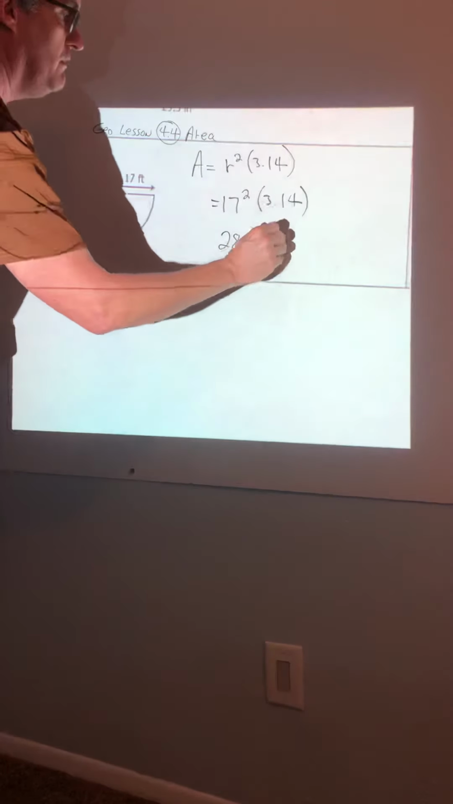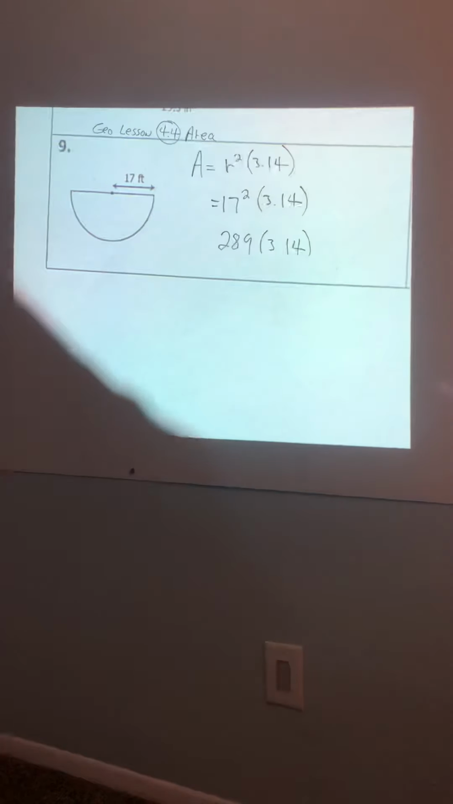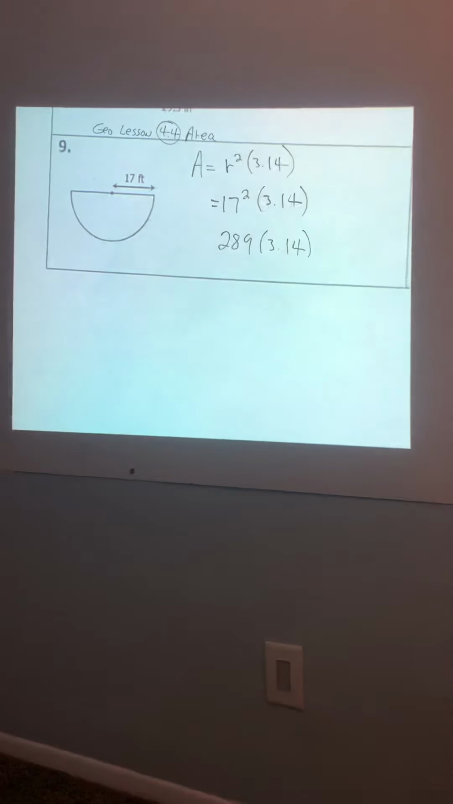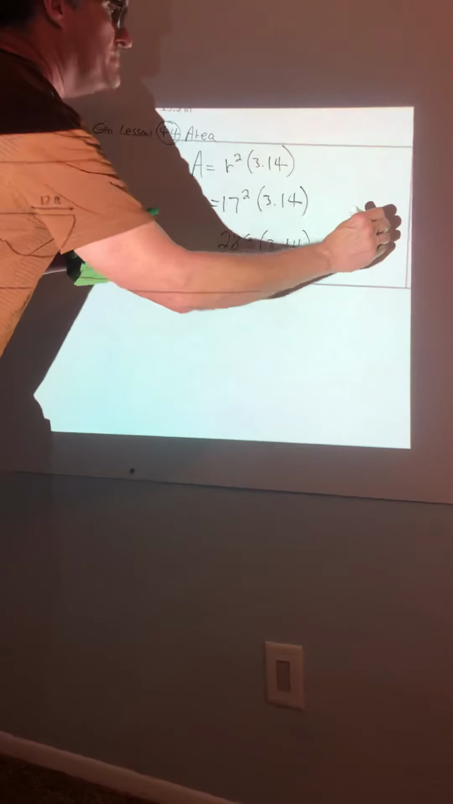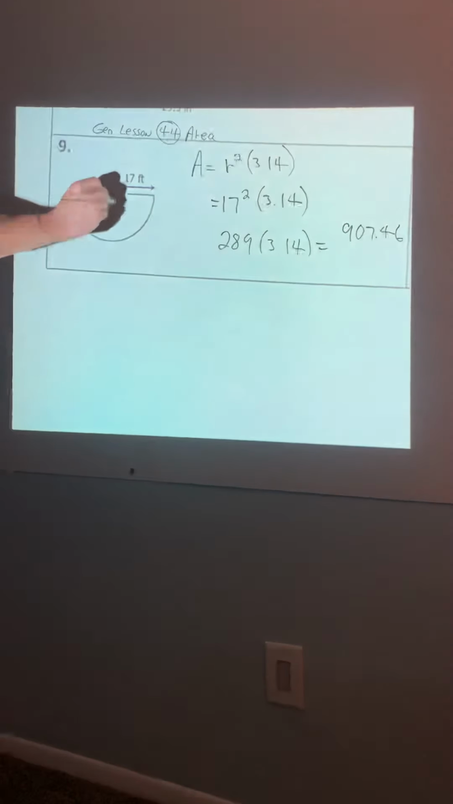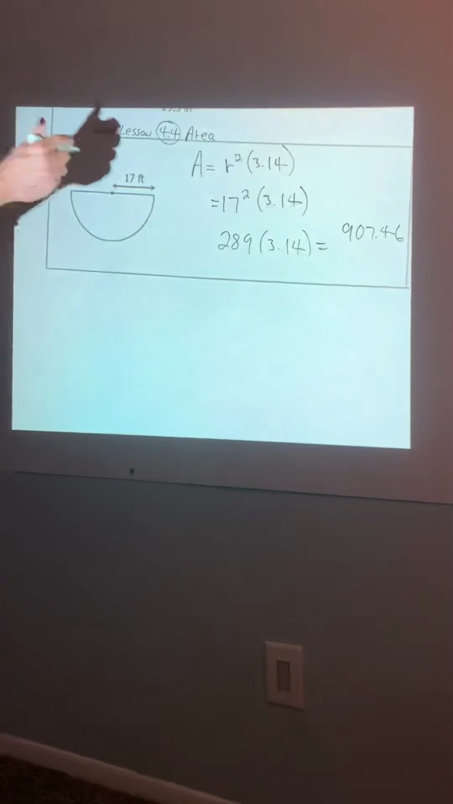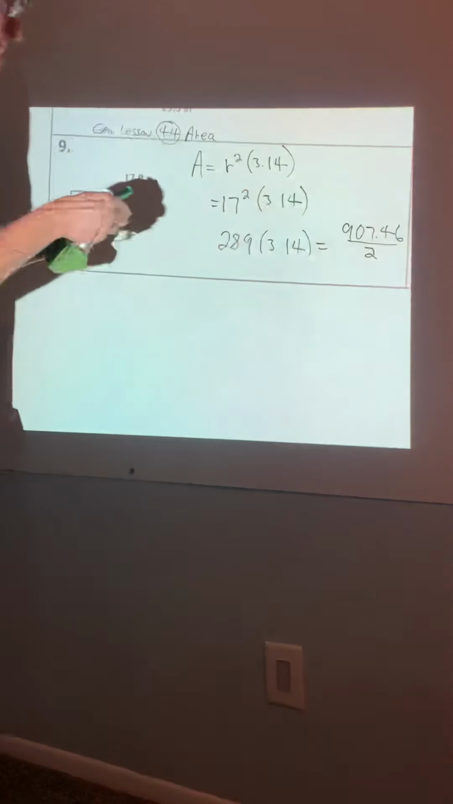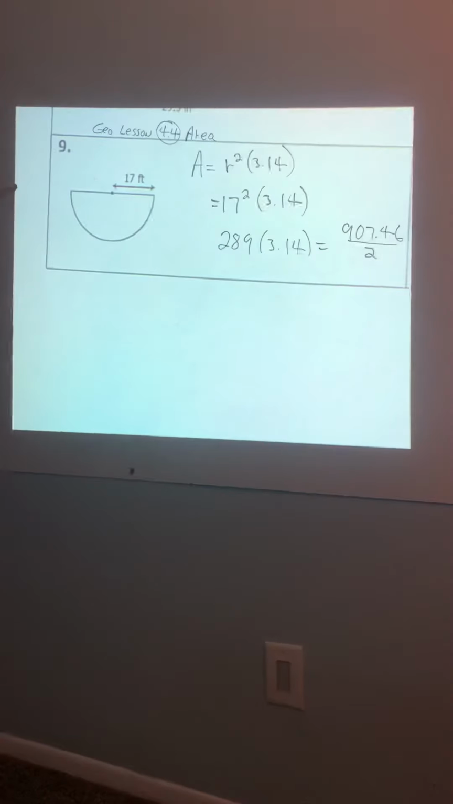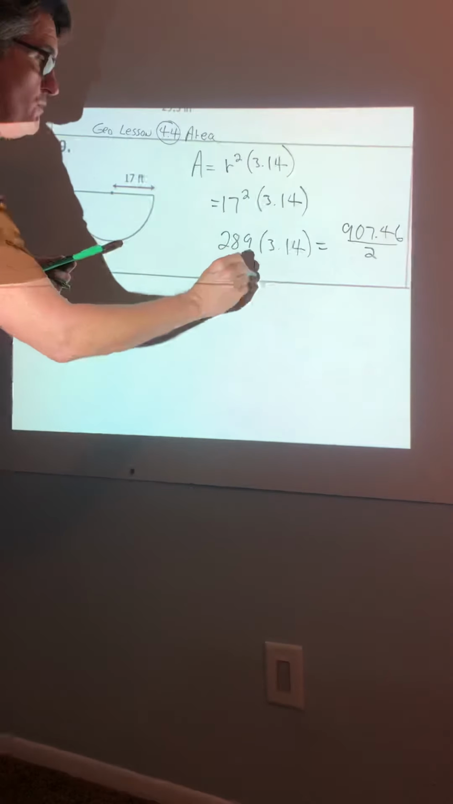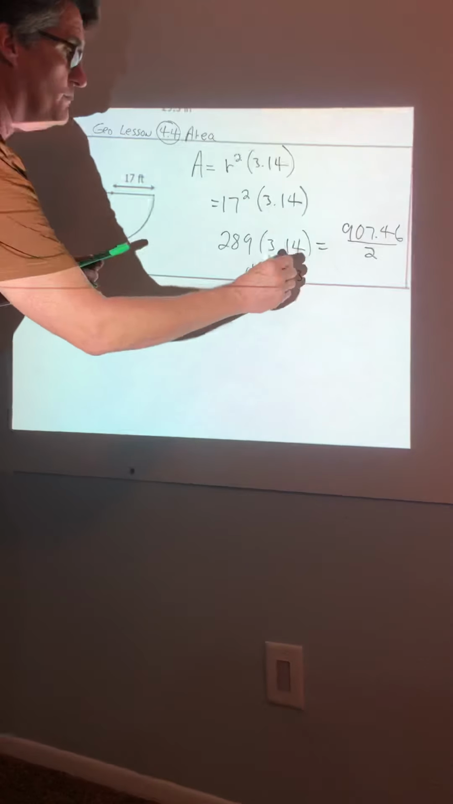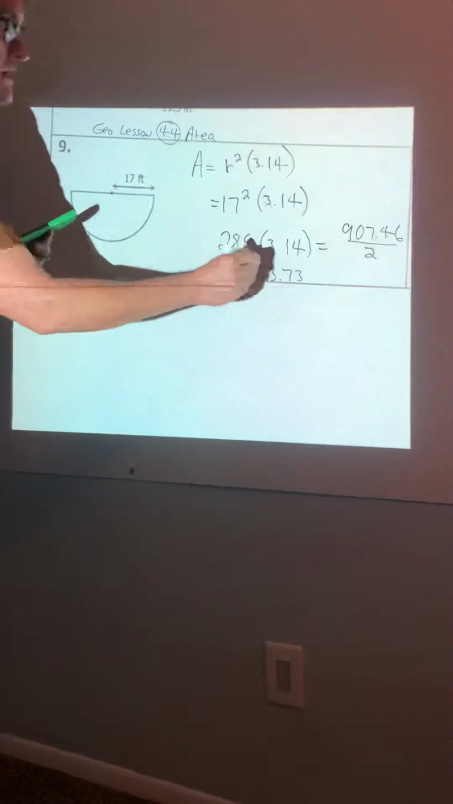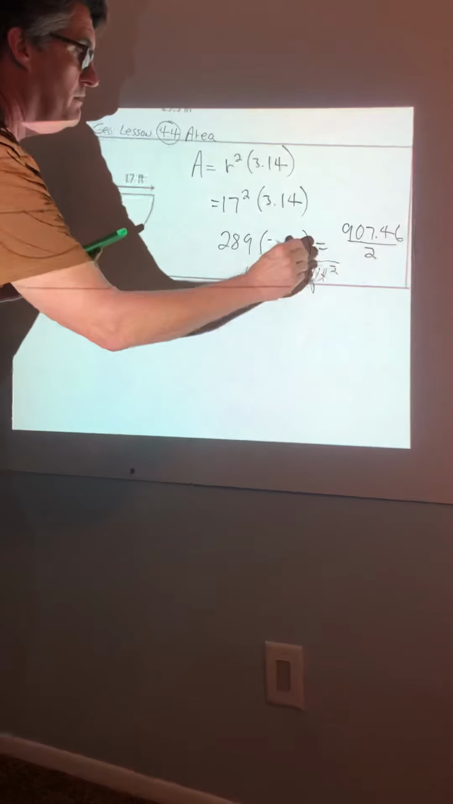Alright, 289 times 3.14. And you get a grand total of 907.46. But look, you didn't want a whole circle. You wanted half a circle, so you're going to have to take that and divide by 2. And your final answer is going to be 453.73. We're doing area. Go back, it's in feet, and you put feet squared.